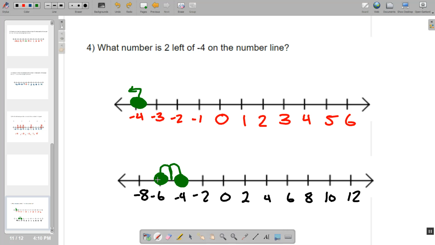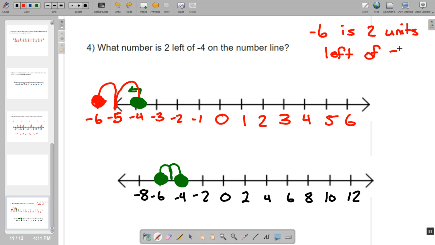The other way to fix it is simply to extend your number line here. So I can add a -5, and then I can add a -6 here. And I can make my units go 1, 2, and I could land here at -6. So either way, -6 is 2 units left of -4. As always, if you have any questions, please let me know.